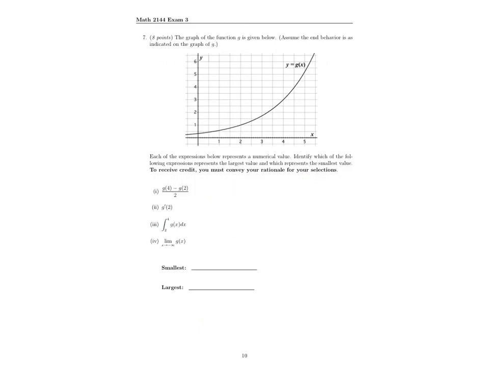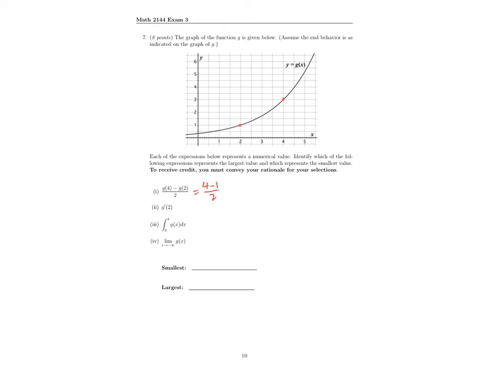So for the last one, I have a graph of g. So let's think about what these 4 things are. So g of 4 minus g of 2 over 2. Well, let's see. What's g of 4? G of 4 is 3. G of 2 is 1. So this is 4 minus 1 over 2.